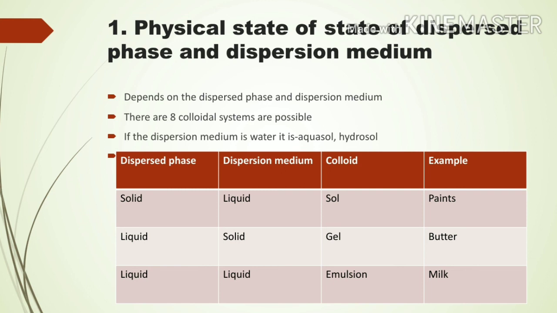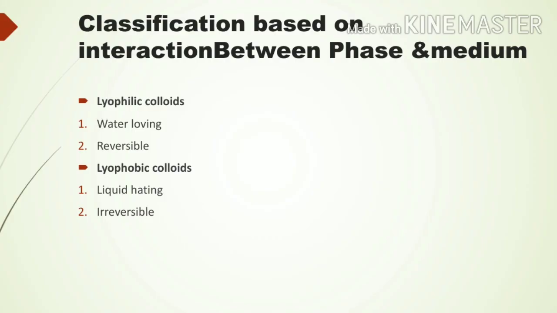Next we check the classification based on the interaction between dispersed phase and dispersion medium. Here the colloids are classified mainly into two categories: lyophilic and lyophobic. Lyophilic means solvent attracting, liquid loving. It is also called reversible. So we can check what its case is.